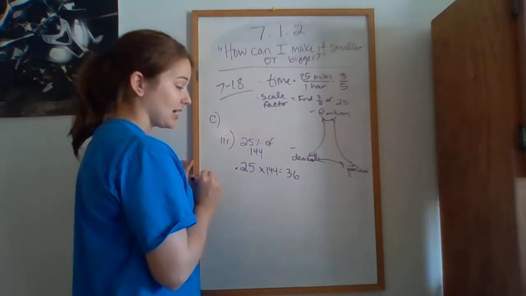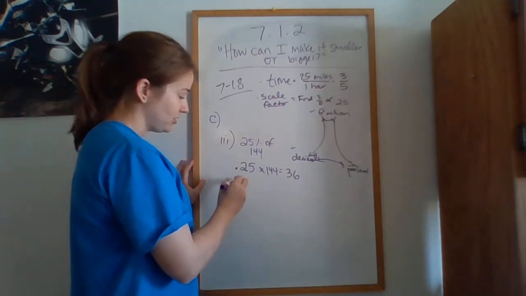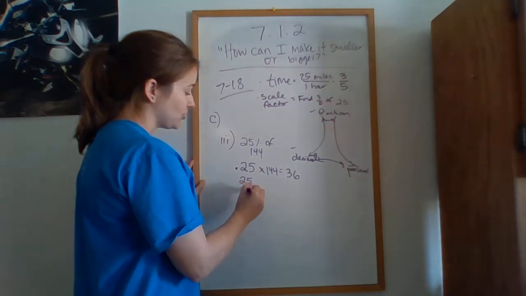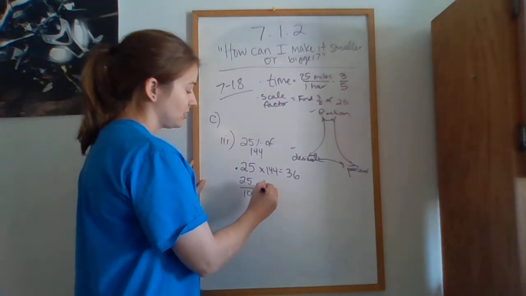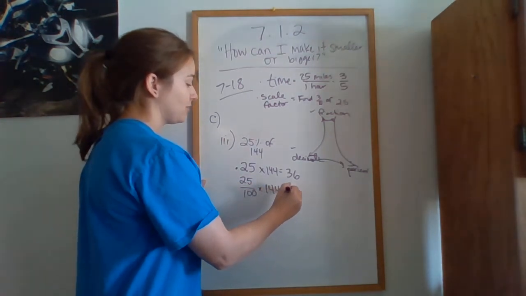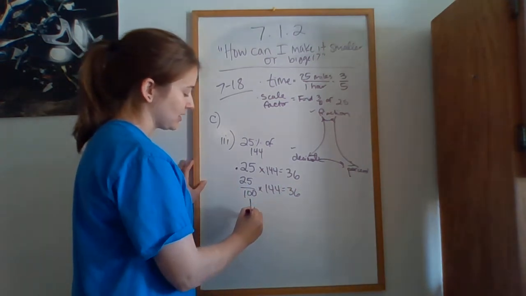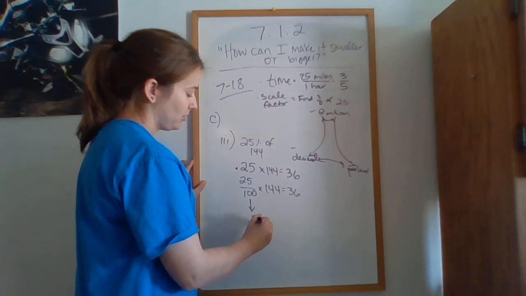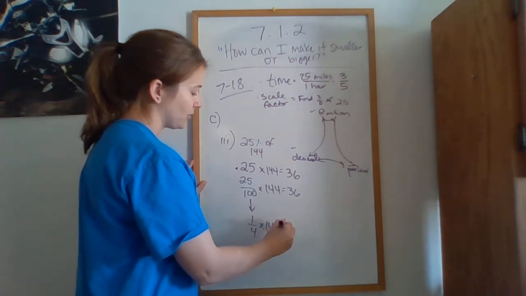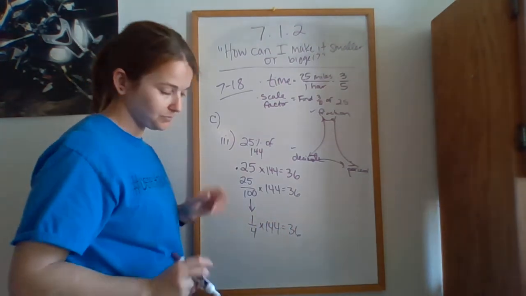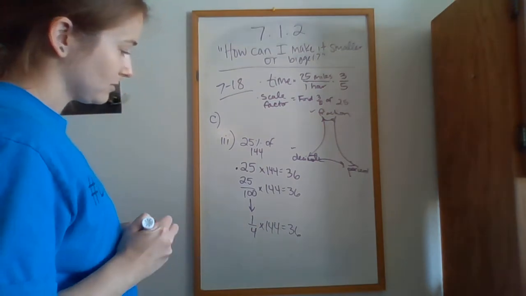And to write this as a fraction, you could do 25 over 100 because it's 25 hundredths. You could also reduce that if you wanted to, because 25 over 100 is the same thing as saying 1/4. 1/4 times 144 is 36. Okay.